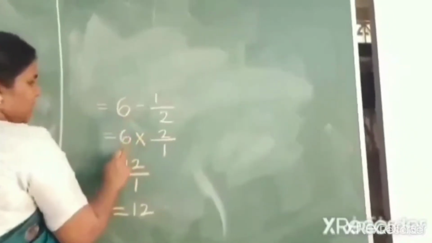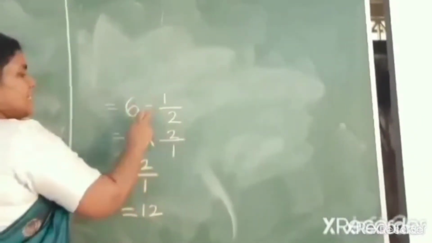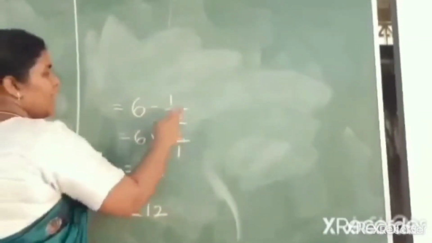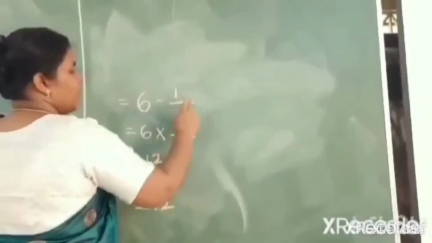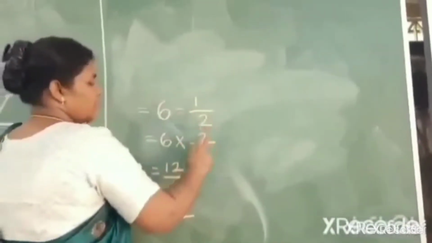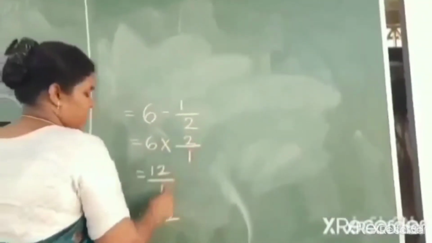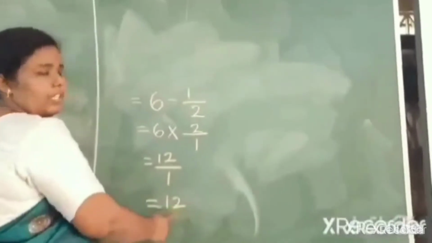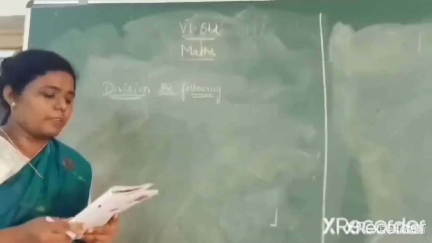Write the same thing here, and this division will turn into multiplication. While turning division into multiplication, the next term after the division will be reciprocal: the numerator will come to the denominator and the denominator will go to the numerator. That is reciprocal. So 6 into 2 is 12, and by 1, which is 12. So next one, sixth subdivision.